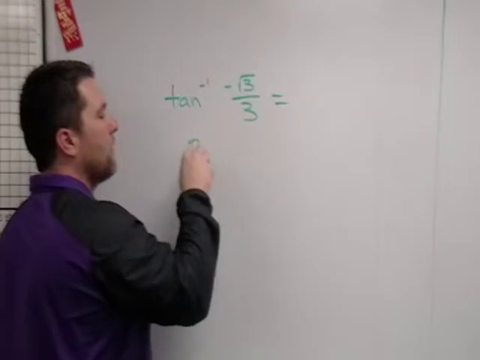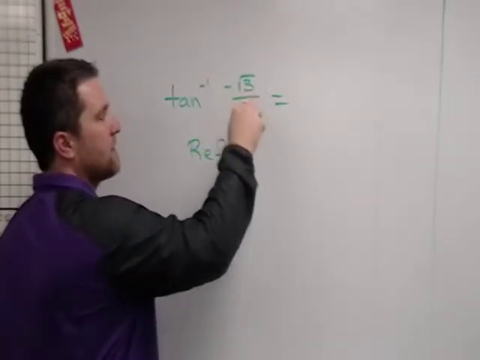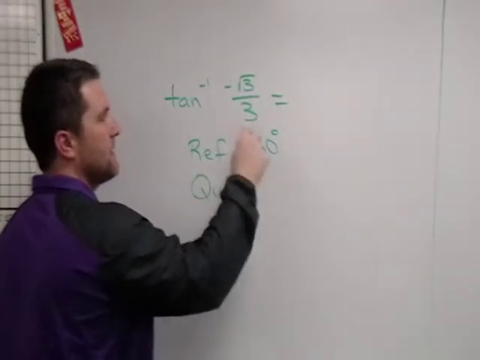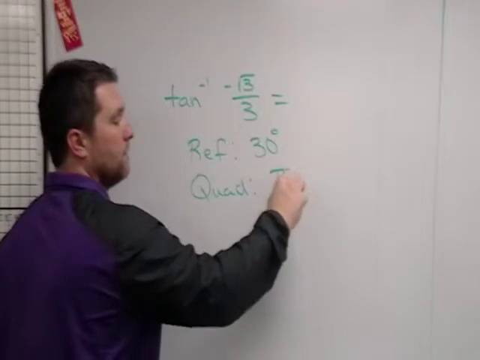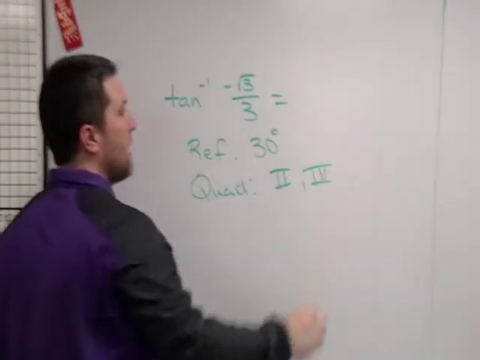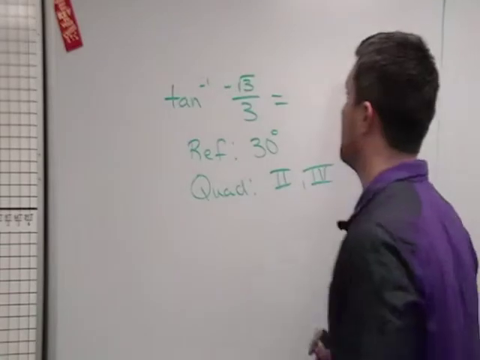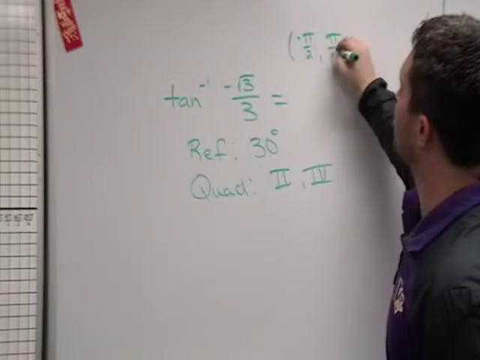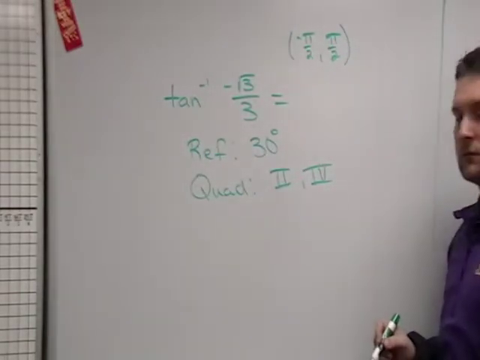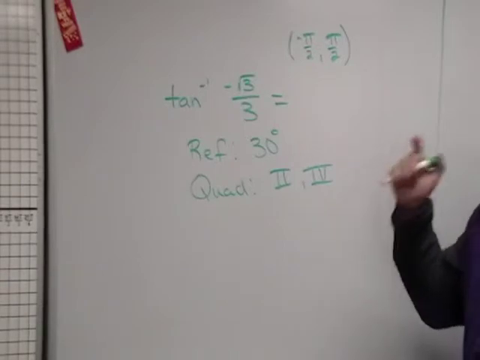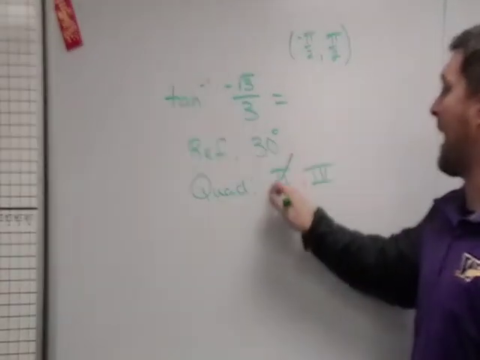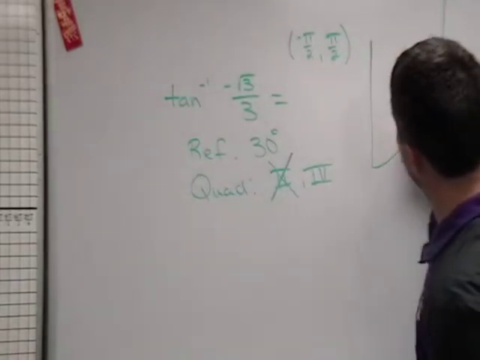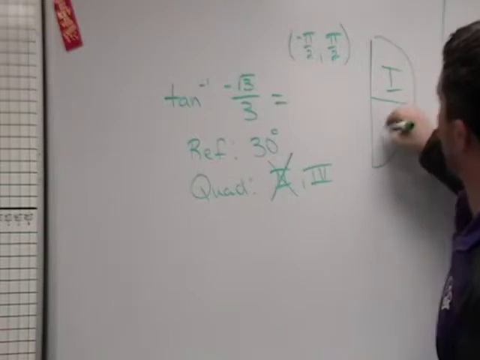Okay, so you're looking for a theta that makes tangent equal negative root 3 over 3. So by now, hopefully you're remembering that the reference angle that gives us this is 30 degrees, and the quadrant that makes tangent negative is either 2 or 4. Well, yesterday when we did tangent inverse, we learned that the answer had to be between negative pi over 2 to pi over 2. Okay, so quadrant 2 is out because negative pi over 2 to pi over 2 is either in 1 or 4.